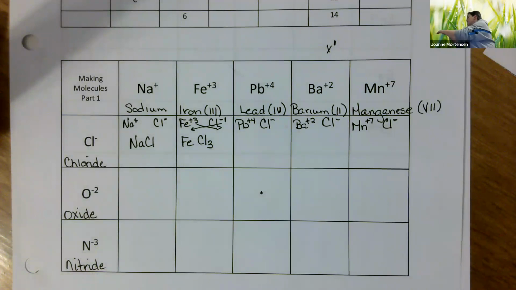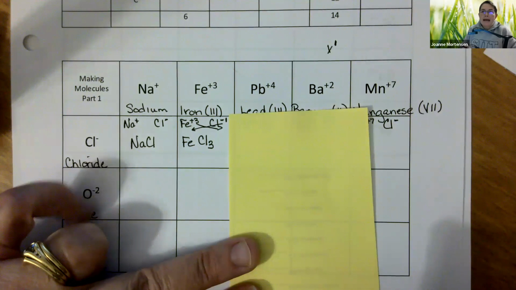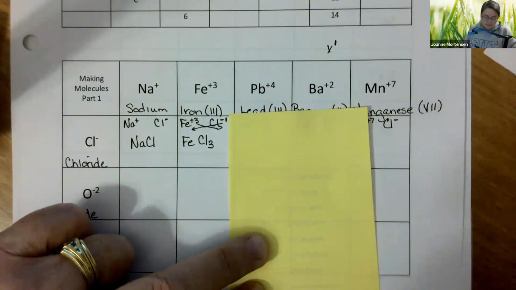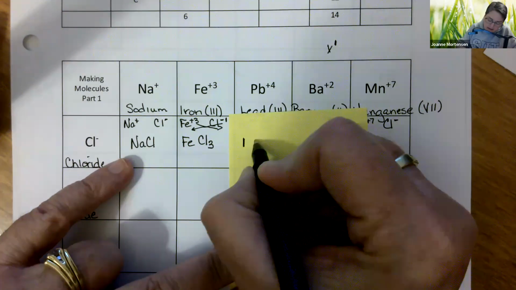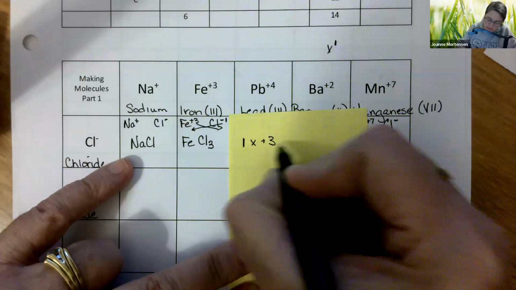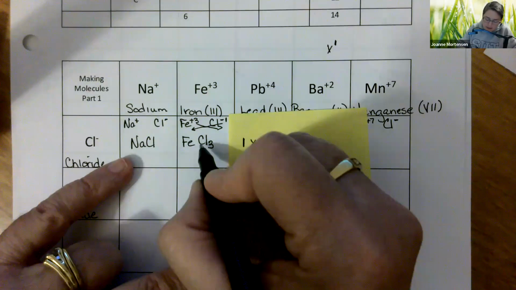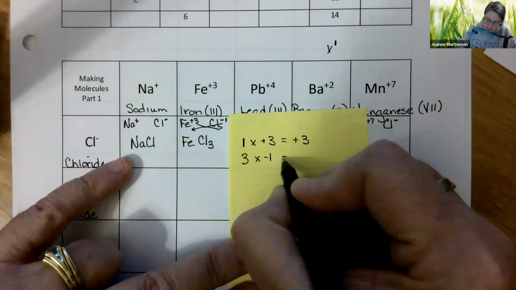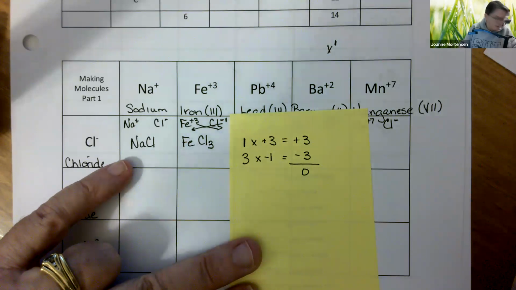I'm trying to find some scrap paper that I've written on. Why does this work? Well, a compound has to be electrically neutral. So if we have 1 Fe, that's times plus 3, that's going to give me plus 3 for a total positive charge. Now my chlorines, I have 3 of them times -1 each. That gives me -3. And that gives me 0, which is what I'm looking for.